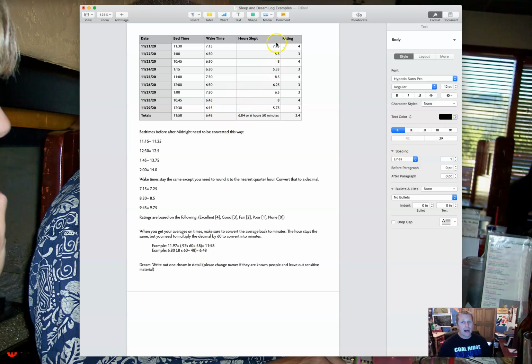I converted my hours slept into decimals already, and then I added them all up and divided by 9. I got 6.84 hours as my average sleep. Once again, I converted that back into minutes by multiplying 0.84 times 60, so my average is 6 hours and 50 minutes. And then the rating is pretty straightforward.